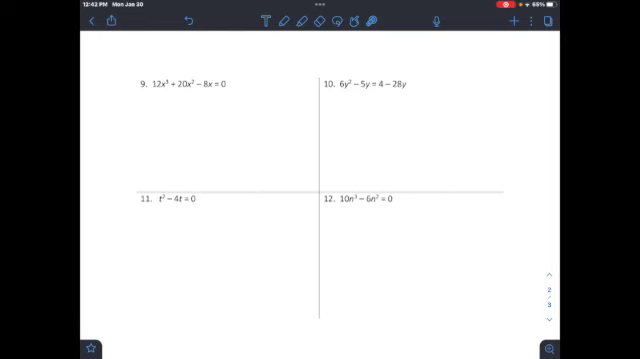Try number 9 yourself. Number 9, you need to make sure that you pull out things they have in common first. And number 10, make sure you move everything to one side so you'll have one side equal to 0. So please try number 9 and number 10.